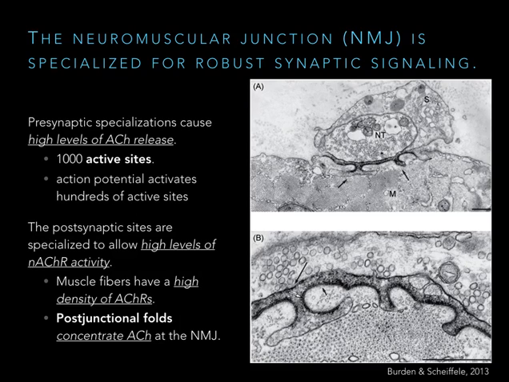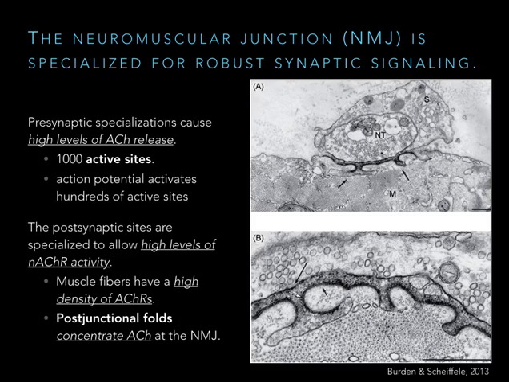So a single action potential is going to cause the activation of hundreds of different active sites and the release then of hundreds and hundreds of acetylcholine-containing neurotransmitter vesicles. The postsynaptic site, as we can see in panel B here, has these postjunctional folds, these sort of invaginations of the postsynaptic membrane that are designed there to keep acetylcholine from diffusing away from the synapse. So if you look on the bottom, you'll see those infoldings, especially on the left-hand side.